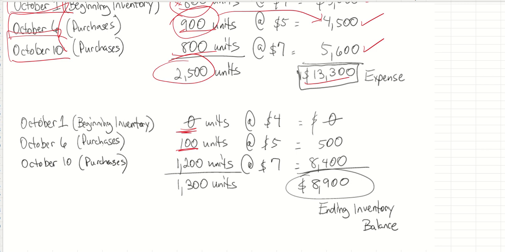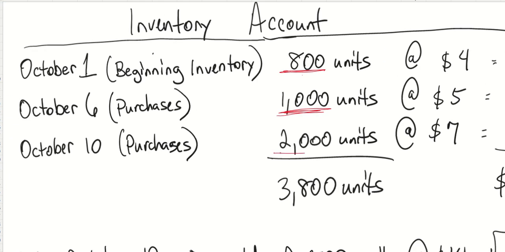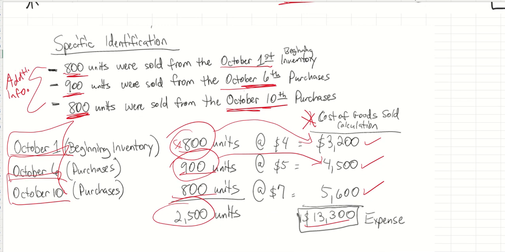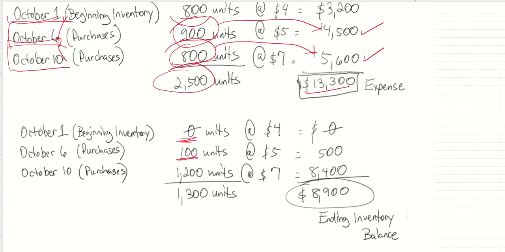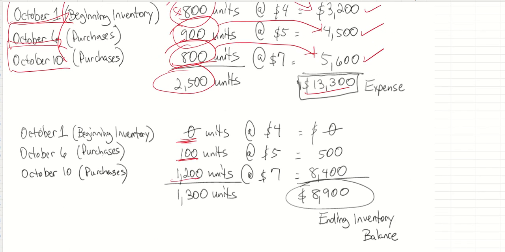Then we have October 10th. We started with 2,000 units, and out of those we used 800 units, which is included in cost of goods sold. You take 2,000, subtract out 800, and that gives us 1,200 units remaining, which is included in the inventory balance. Just to do our check, we do have 1,300 units remaining, because 3,800 units were available for sale, subtract out the 2,500 units that were sold, and that gives us 1,300 units remaining. Out of those 1,300 units, the ending inventory balance comes out to be $8,900.